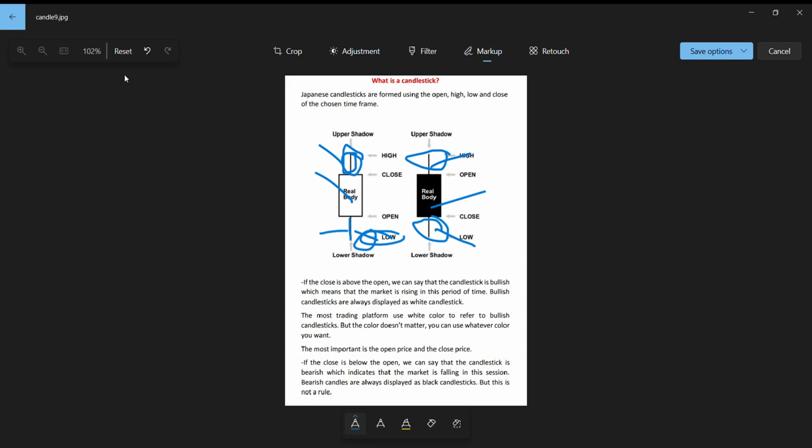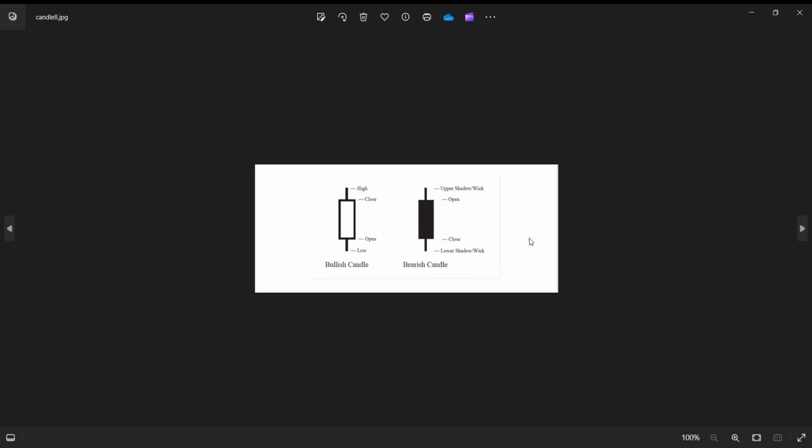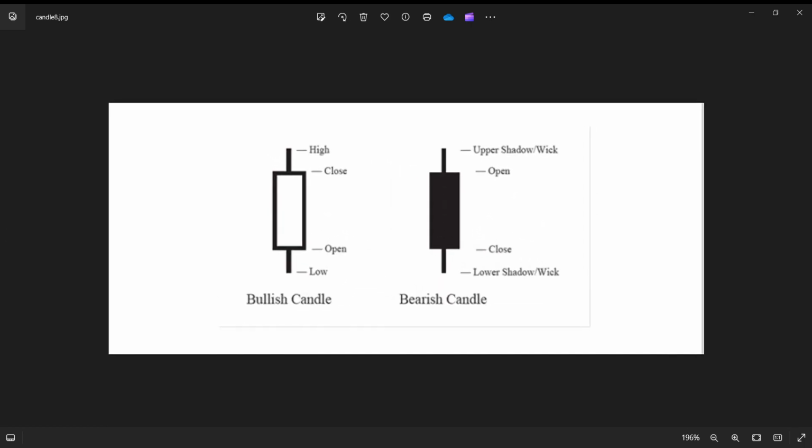And one more thing I want to explain here is this. Maybe I should use the next candle chart. Let me use the other one, this one. Okay, let me try to use this one. All right.